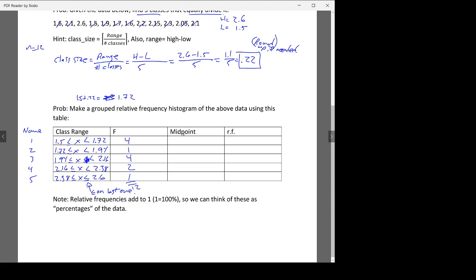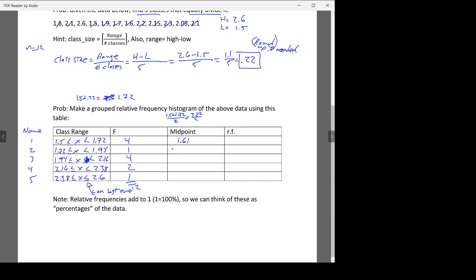Then also this says find the midpoints. So what's the midpoint between 1.5 and 1.72? Well, you just add them together. 1.5 plus 1.72, and you divide by 2, and you get whatever that is, 3.22 divided by 2. So 1.61, I believe. And then you could find the midpoint the same way here, 1.72 plus 1.94.